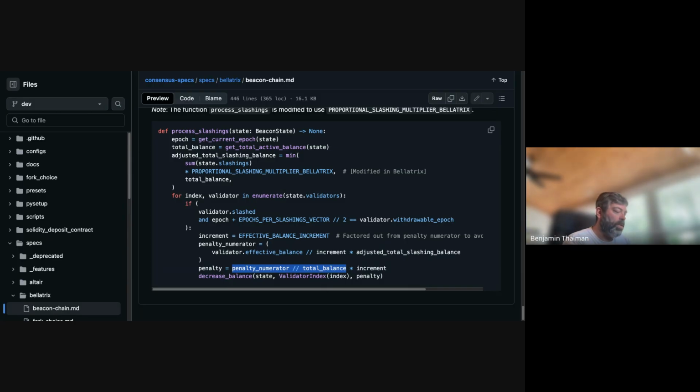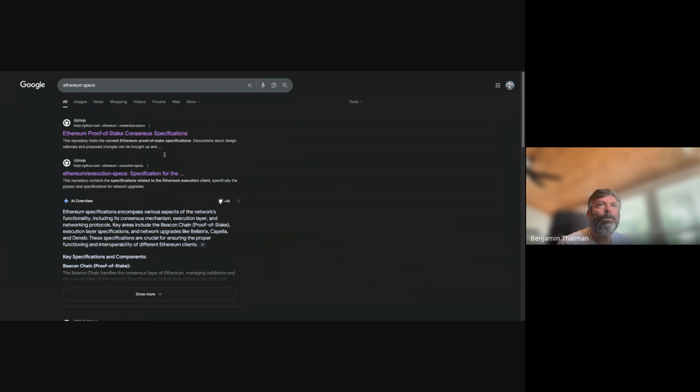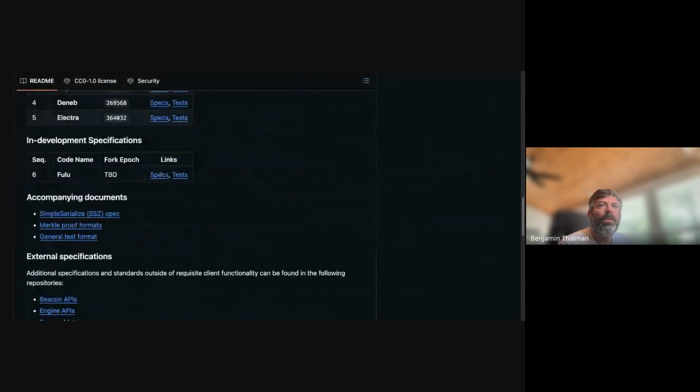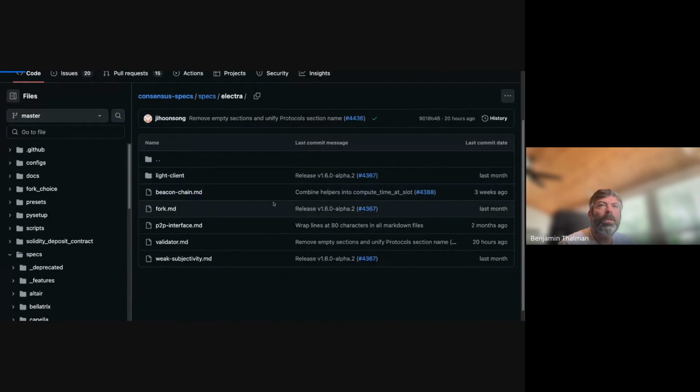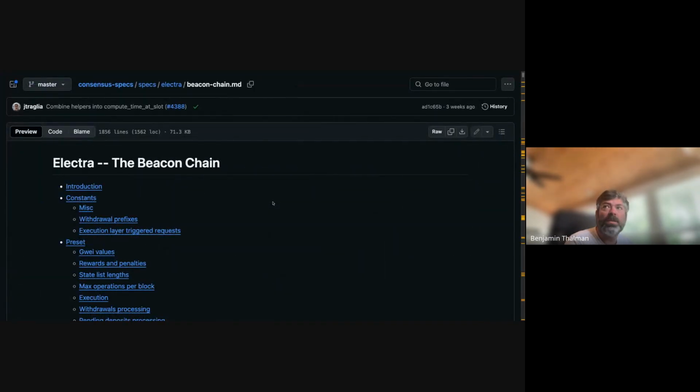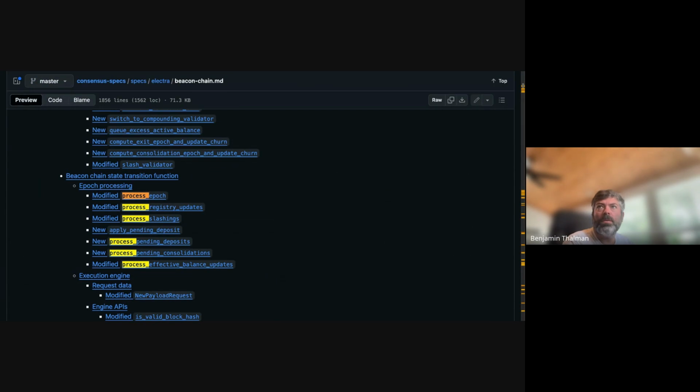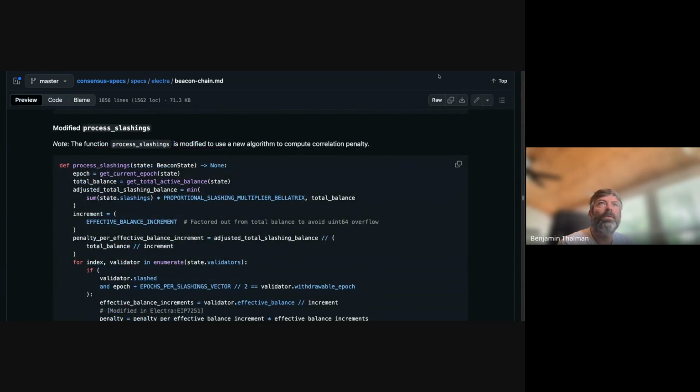So if we go Ethereum specs, and let's go to Electra chain and process slashings. Here we go. Process, sorry, I should type out the whole thing. There we go. Process slashings. Here we go.